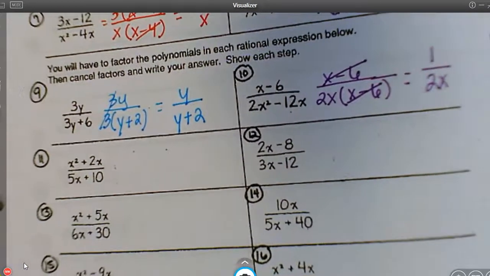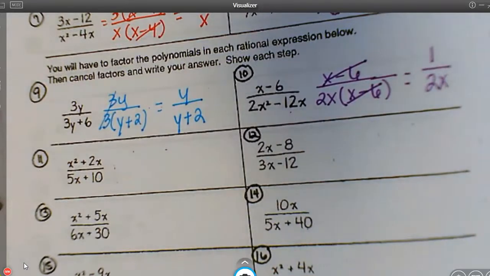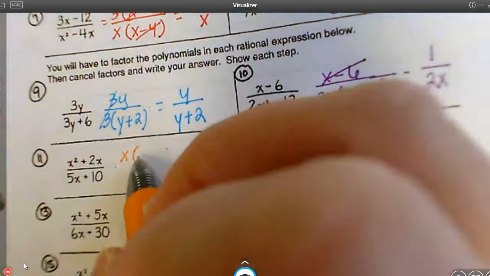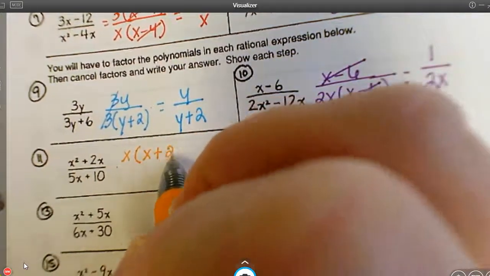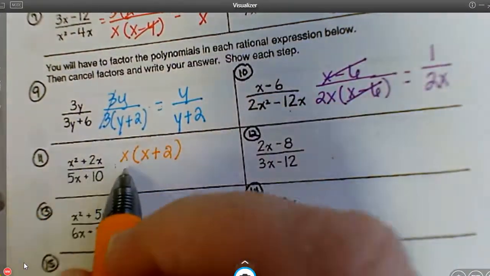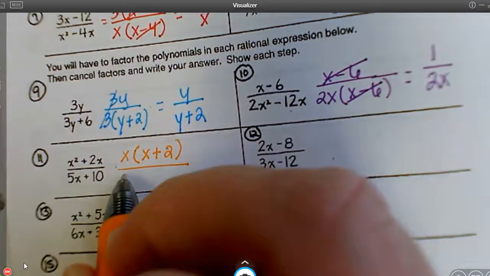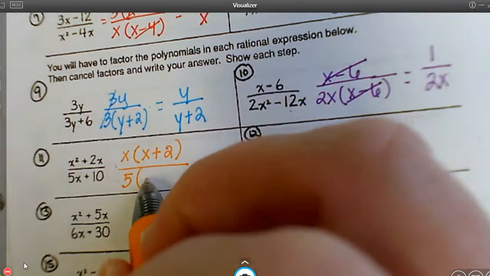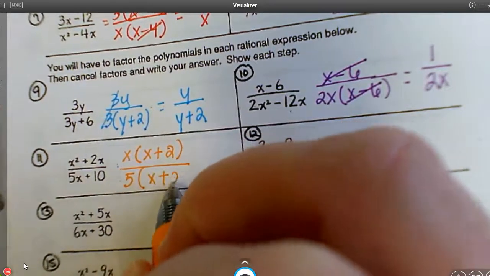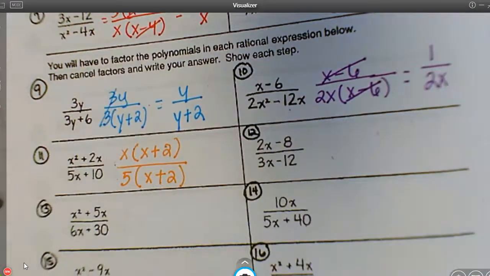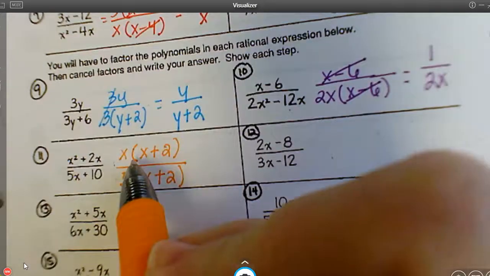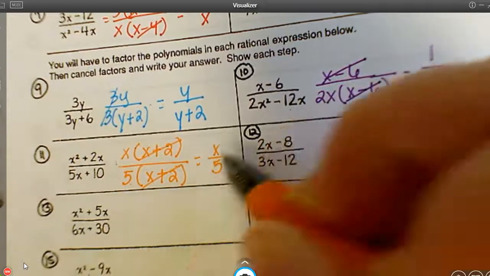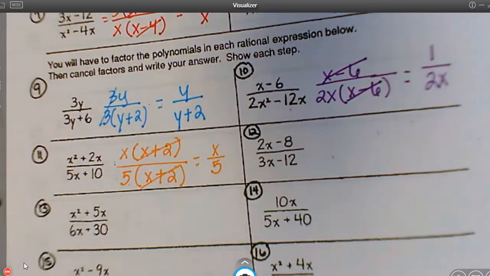Alright, number 11. So on the top, the greatest common factor is x. And I would be left with x plus 2 when you take out an x out of each one. A 5 is in common on the bottom. So we're going to divide them both by 5, and you're left with x plus 2. At that point, all of the x plus 2's go away, and you're left with x over 5, and that is your answer.